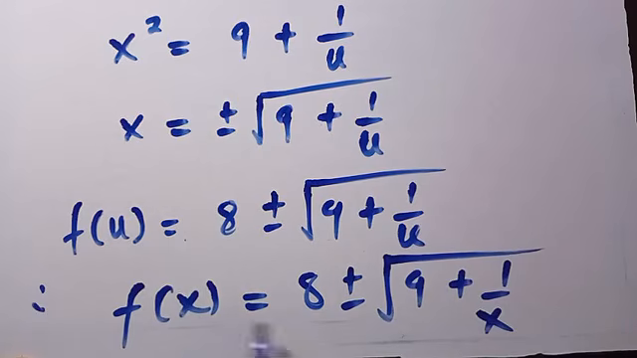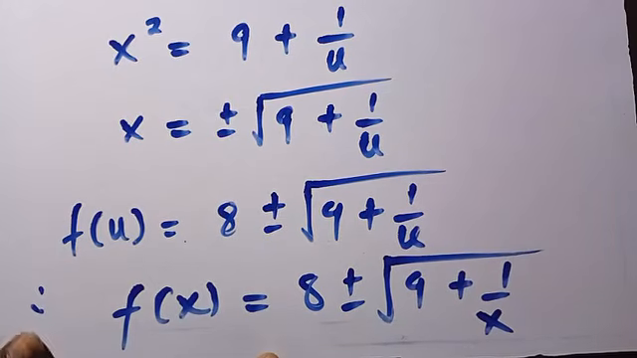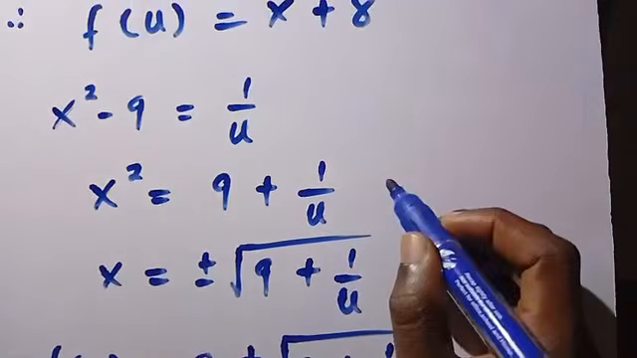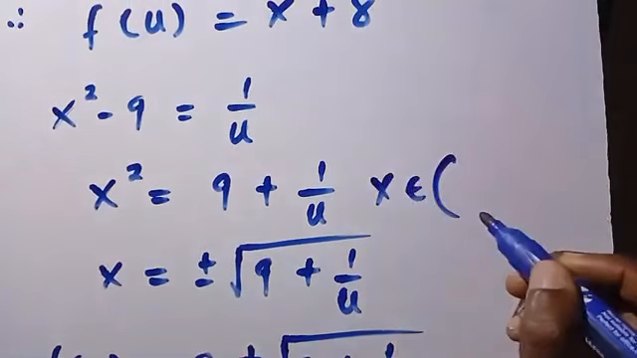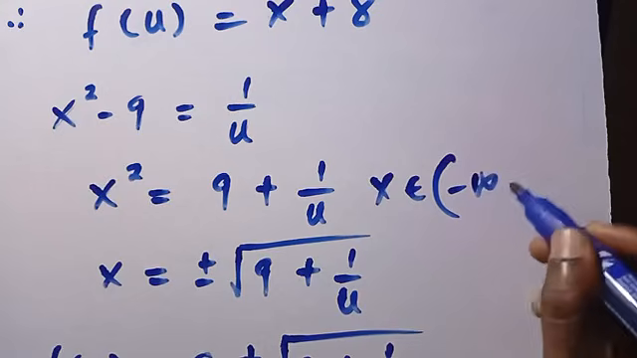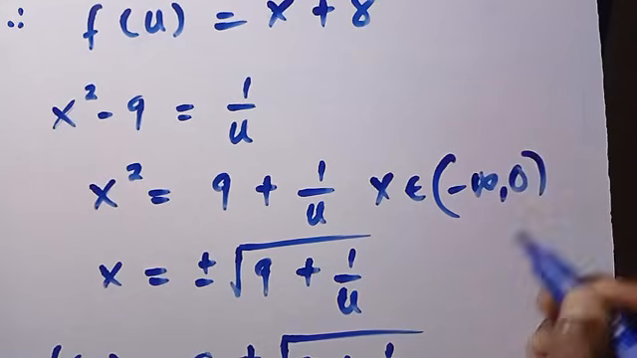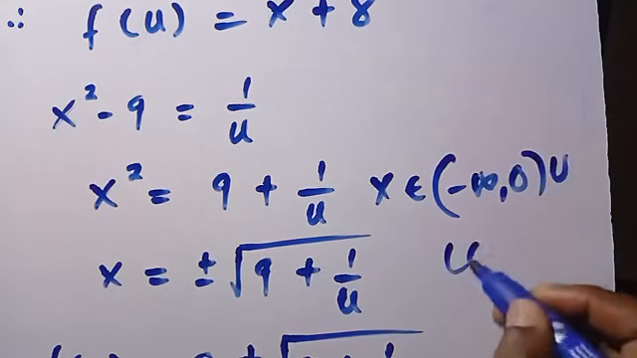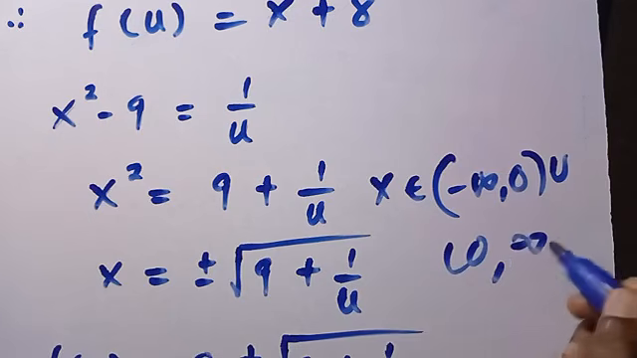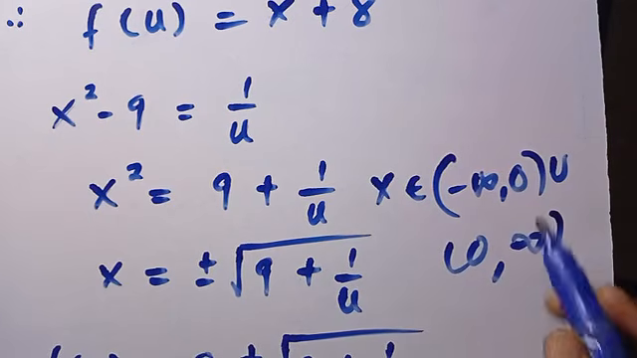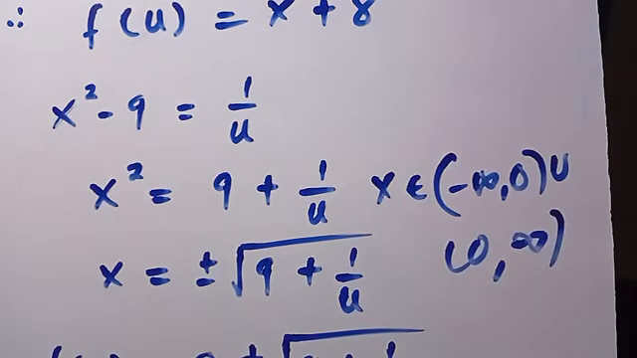To know the domain of this function, we are not after the range now. The domain of this function is similar to the range we obtained earlier. That is, x here must be a member of negative infinity to 0, union 0 to positive infinity. This is the domain of the new function that we got. This is how to solve this problem.